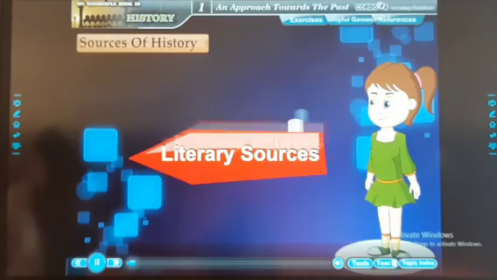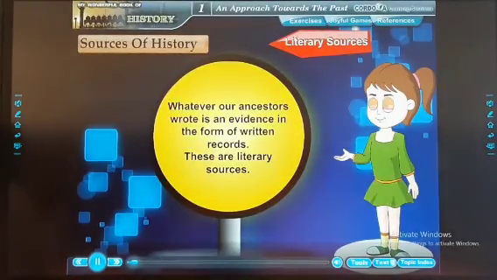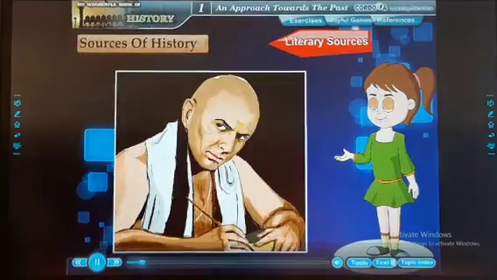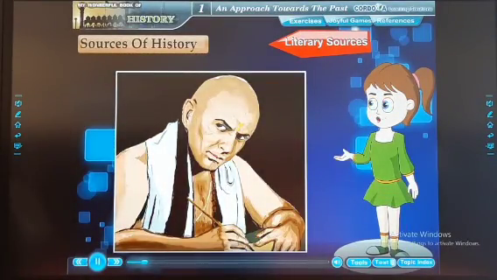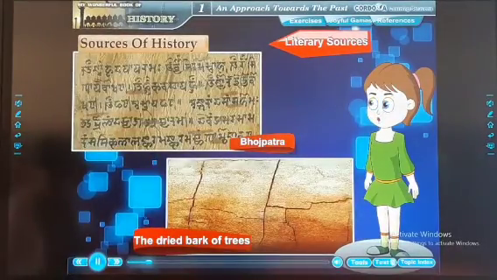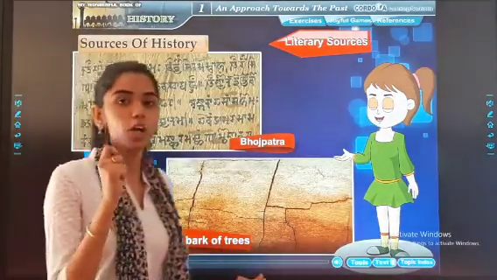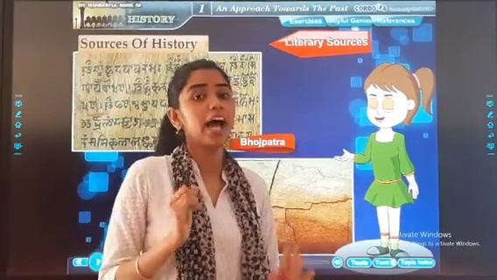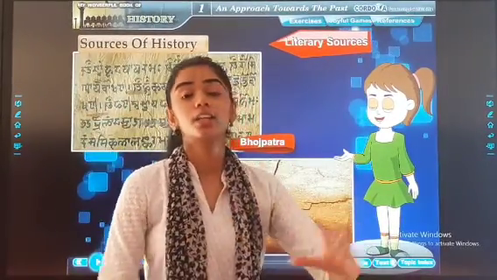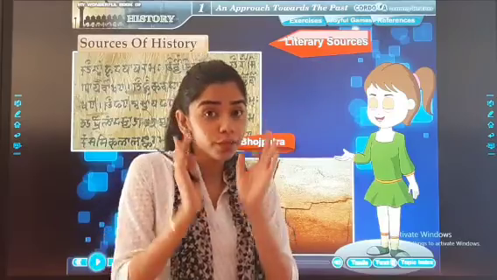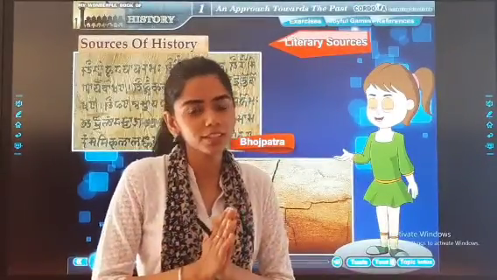Literary sources. Whatever our ancestors wrote is evidence in the form of written records. These are literary sources. In the beginning, when paper was not invented, people of that period used to write on bhojpatra, the dried bark of trees. Now, literary sources: as I told you, history which has a written record is evidence, right?